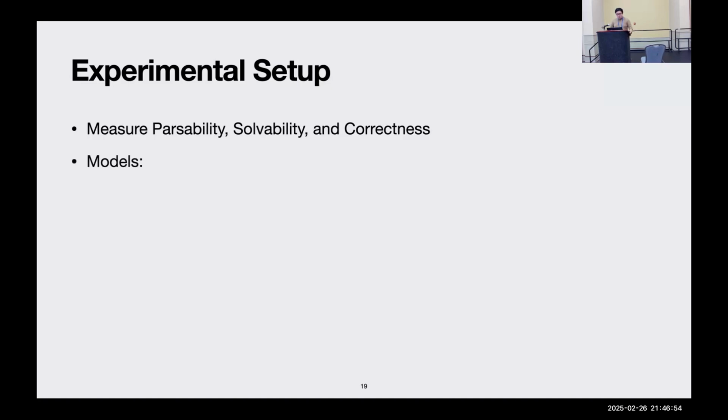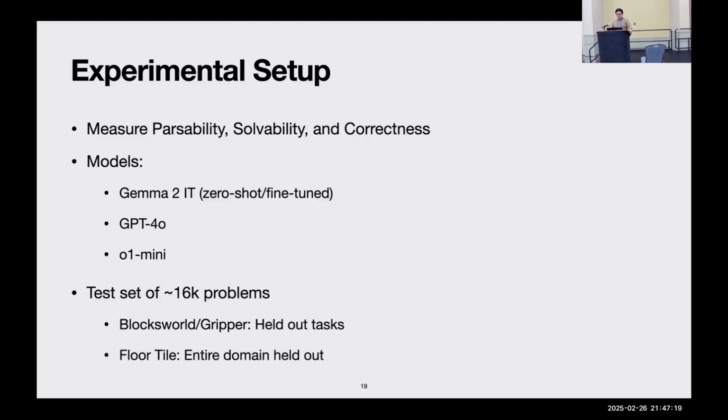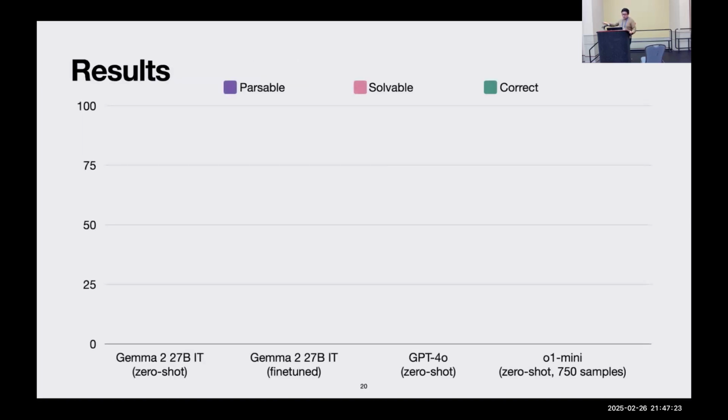And so for the experimental setup, we try to measure these three things. Parsability, which is what I talked about before with syntax errors; solvability, if it can be solved by a planner; and correctness, if it's actually describing the thing that we want it to describe. And we evaluate several models. We evaluate the Gemma 2 family of models, either in a zero-shot setting or in a fine-tuned setting. We do GPT-4o, and finally we do O1 mini. And we test this on a set of 16,000 problems. For the fine-tuned Gemma 2 models, we hold out some blocks world and gripper tasks, so individual tasks that it's never seen before, and we hold out the entire floor tile domain.